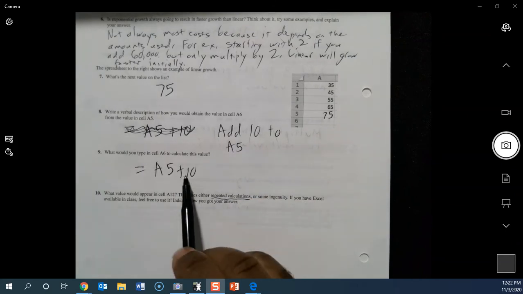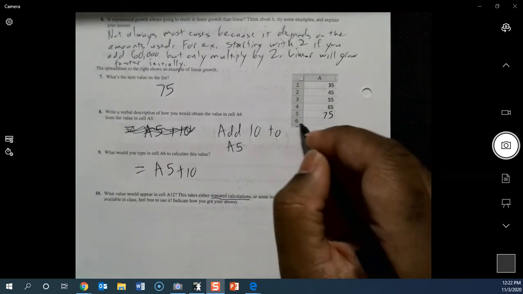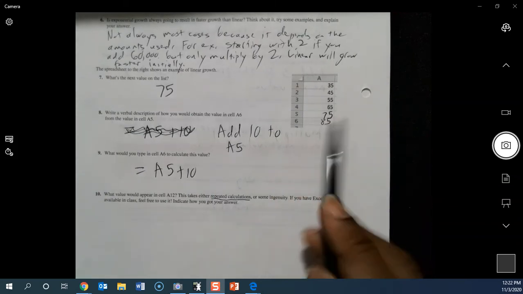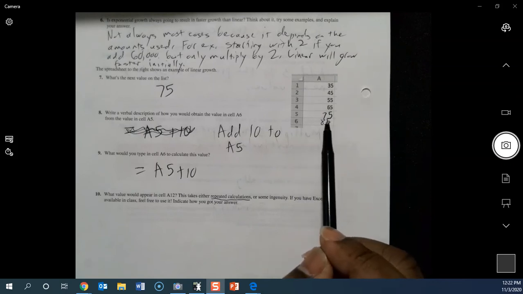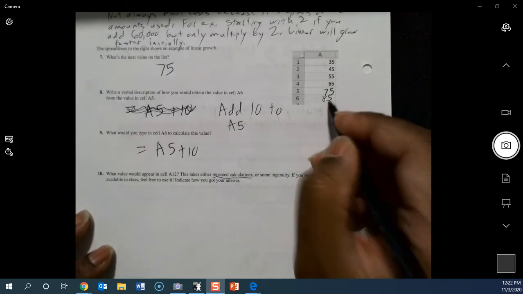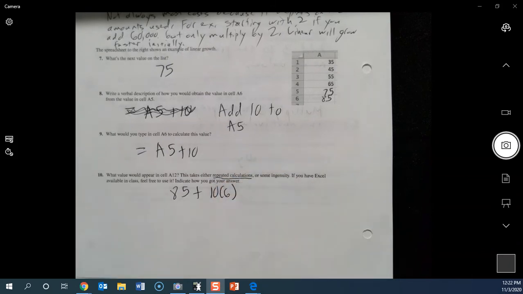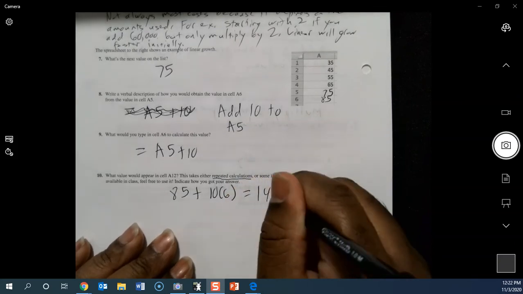Now, if you look here, with linear, we keep adding the same amount. Now, remember back when you were first learning addition and then multiplication, we know that multiplication is just repeated addition. So basically, from A6, that'll end up being 85. But from A6 to A12, that's 6 values. So if we did 85, which is A6, plus 10 times 6, because remember, you're going to add 10 6 times. That would give us 145.